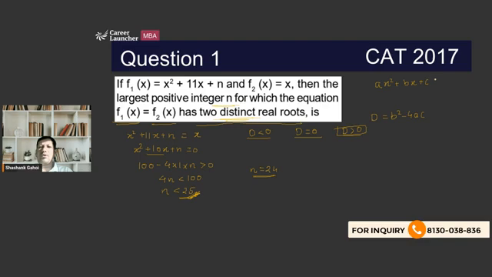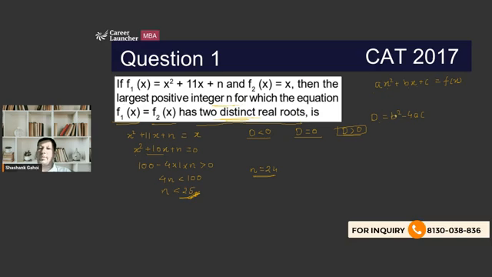And that's equal to 0, or it is equal to f(x). So the coefficient of x is called b, and the coefficient of the constant term is called c. So f(x) is equal to ax² + bx + c. So a is 1, b is 10. I'm sorry, I had taken it as minus 10. It's not minus 10, it's 10. So a is 1, b is 10, and c is n.